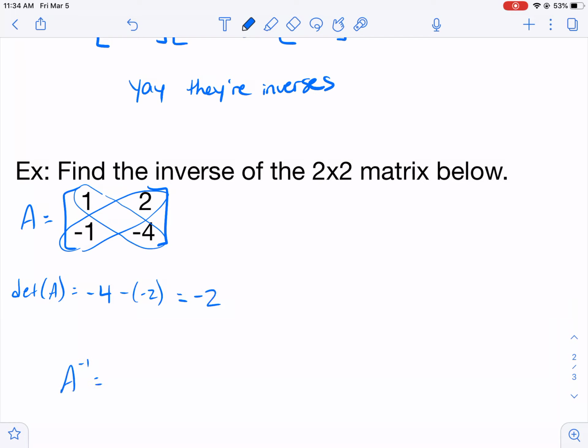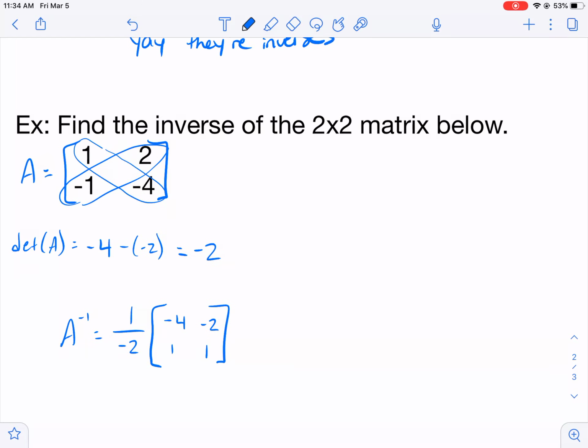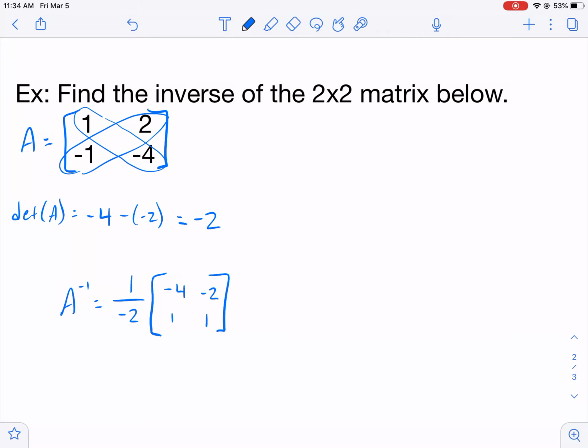Okay, so if we're finding the inverse, we have 1 divided by the determinant, negative 2, and then my matrix changes a little bit. So 1 and negative 4 switch locations, and then 2 and negative 1 switch signs, so negative 2 and positive 1. And then I want you to multiply this negative 1/2 into the matrix. Negative 1/2 is acting as a scalar, so I can distribute it to every single entry. So the inverse of A is actually positive 2, positive 1, negative 1/2, negative 1/2.